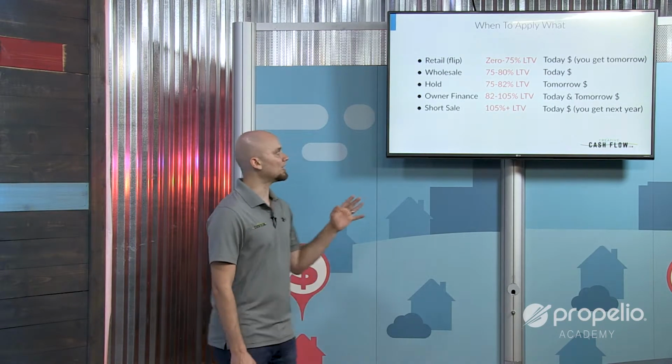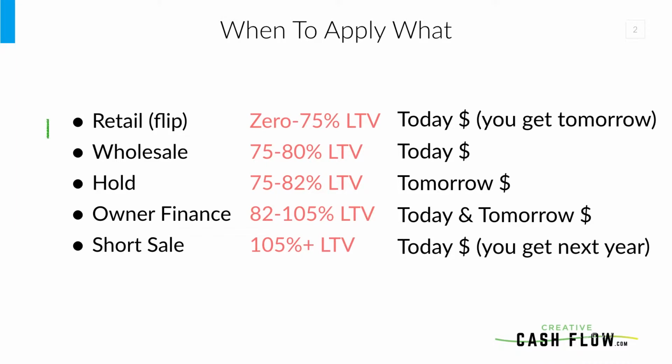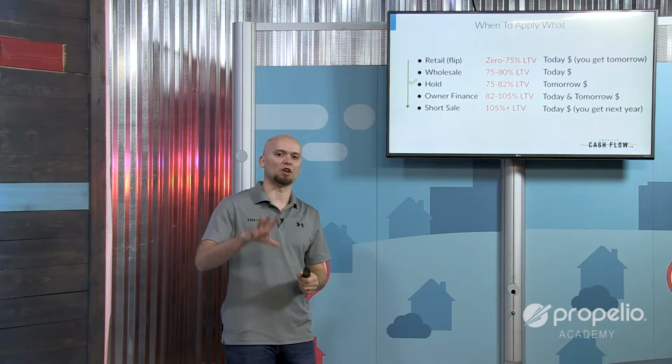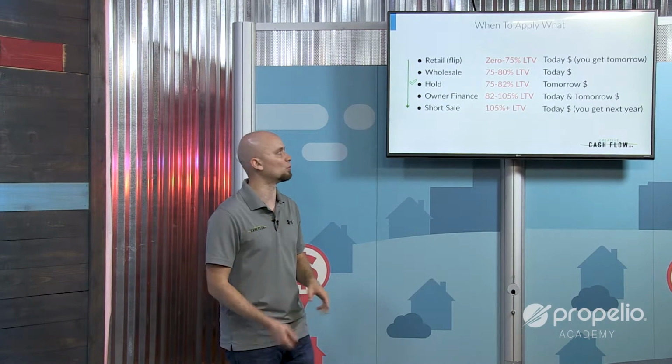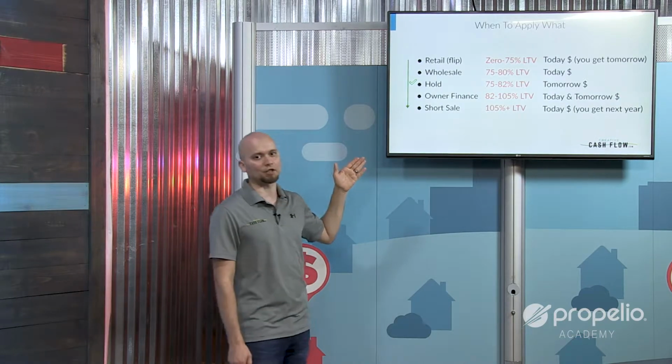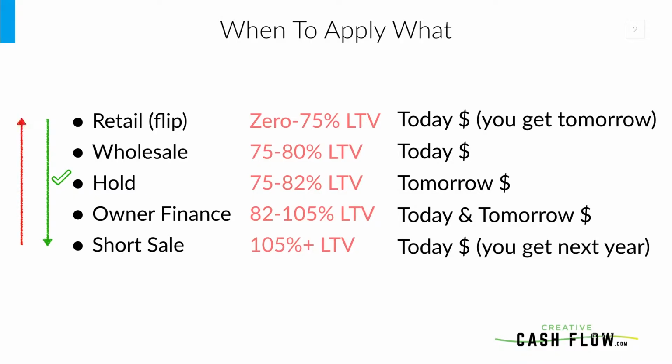Now, when looking at this graphic, it's really important to understand you can go one way on this graphic, right? If you get a deal at 70 cents, you can fix and flip it, you can wholesale it, you can hold it, you can owner finance it. You can't short sale it, it's kind of a specific scenario where you have to owe more than it's worth for that to work. But you can go one way on this graphic. What you can't do is go the other way.